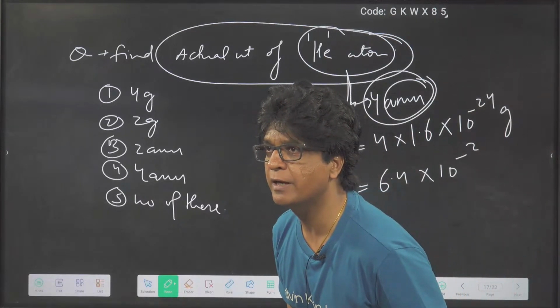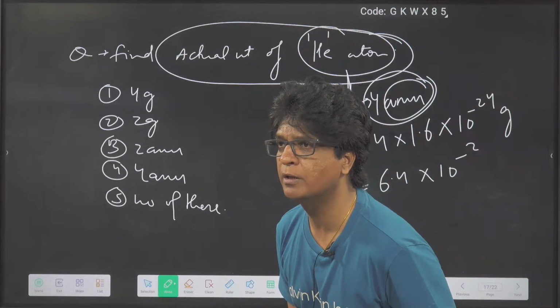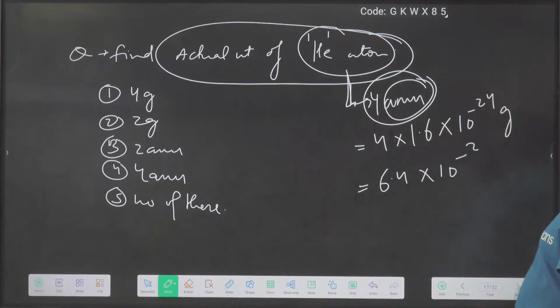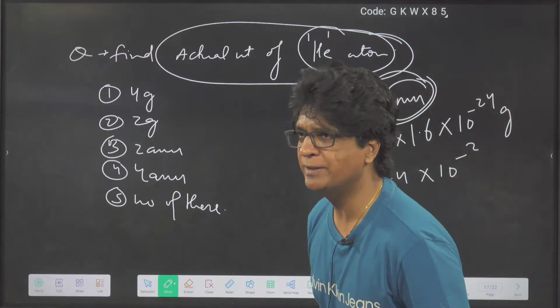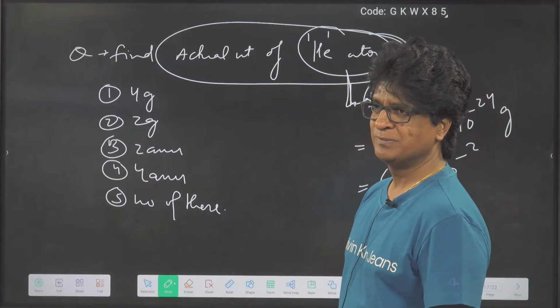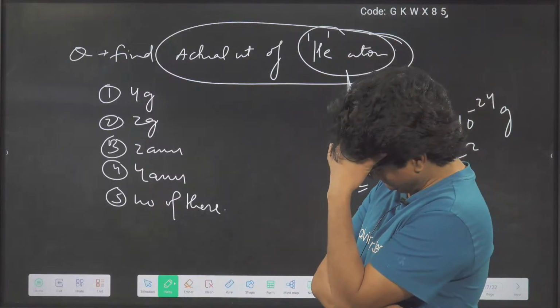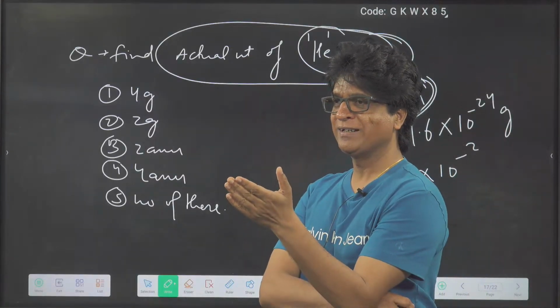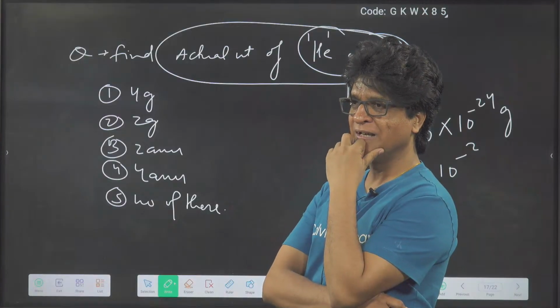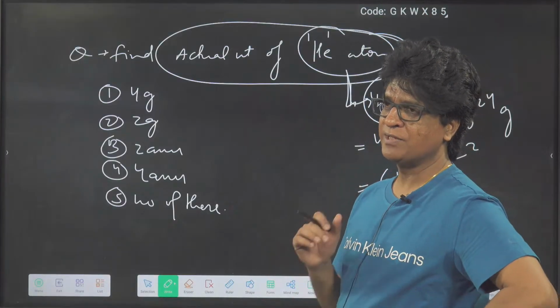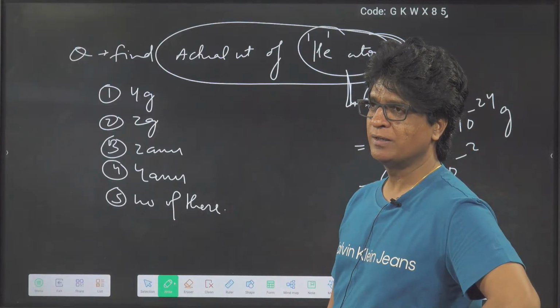Is it 6.4 into 10 to the power of minus 24 or 23? 24 or 23, what are you writing? 23, 24. Come on. 23. 25. How are you answering me, yaar? Now half of the class is saying 23, half saying 24.